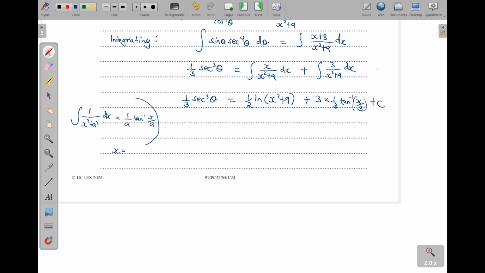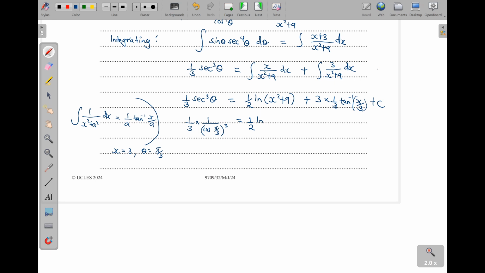If x is equal to 3, then theta is equal to pi over 3. Now here I can have 1 over 3 times 1 over cosine of pi over 3. Then after we cube, sec cubed is 1 over cos cubed. So we can first get the cosine of that theta and then cube it. Then this one is going to be equal to a half.